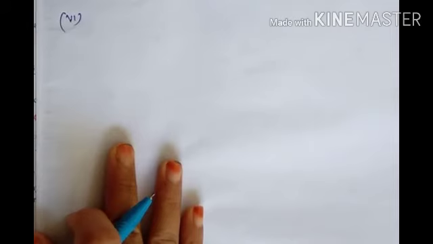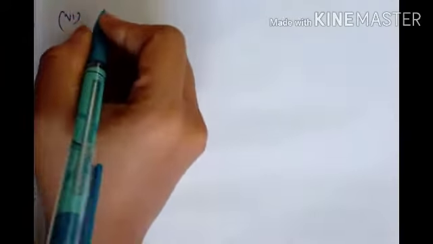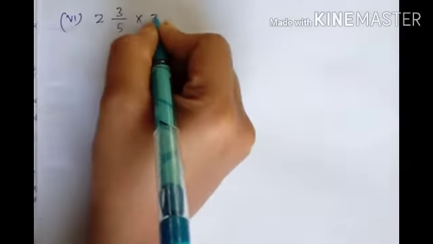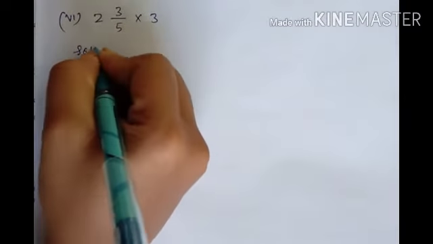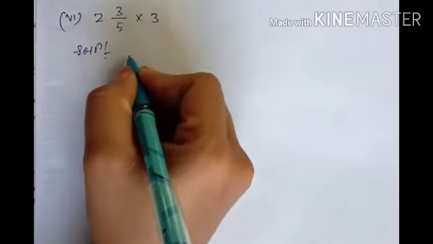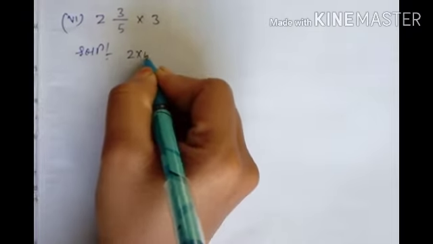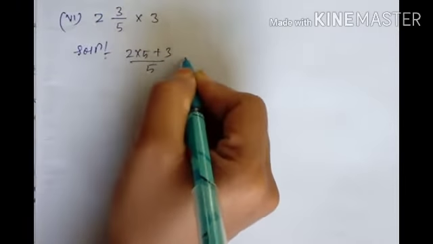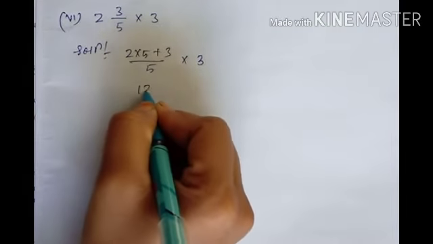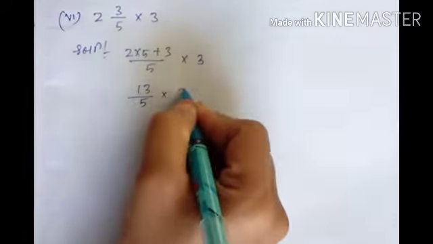Now I will solve question number 6. 2 3 upon 5 multiply 3. So we know first what we will do. We have to convert this into an improper fraction. 2 into 5 plus 3 upon 5 multiply with what? 3. Now 5 2s are 10. 10 plus 3, 13 upon 5 multiply 3.